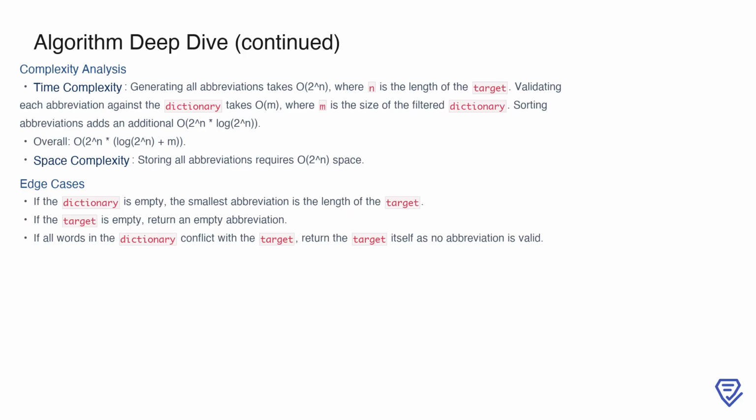If the dictionary is empty, the smallest abbreviation is simply the length of the target. If the target is empty, the result is an empty abbreviation. Finally, in scenarios where every word in the dictionary conflicts with the target, the algorithm defaults to returning the target itself, as no abbreviation would be valid in this case.